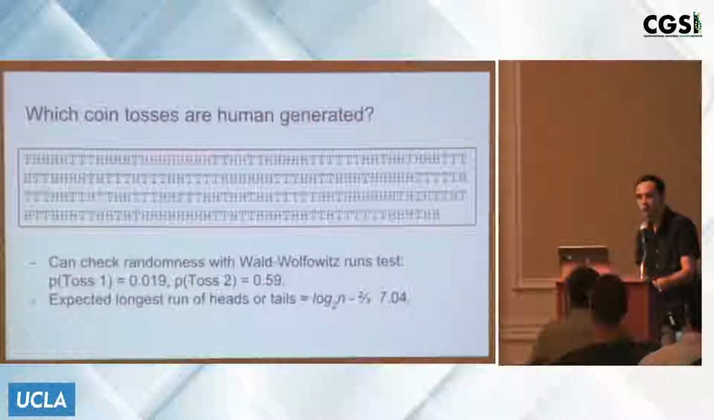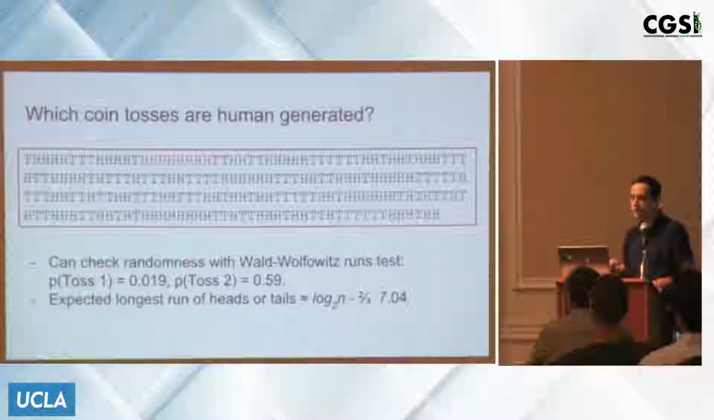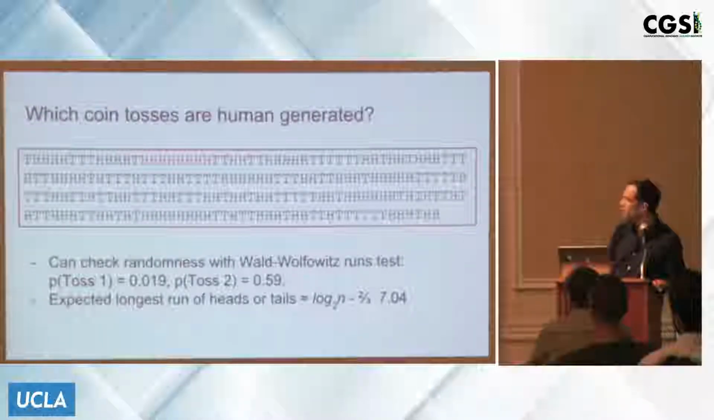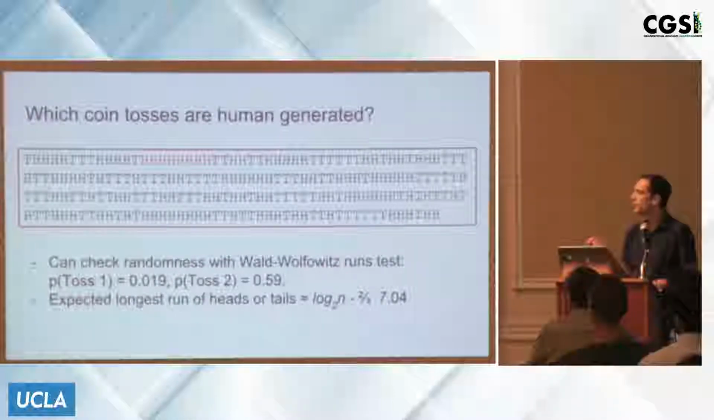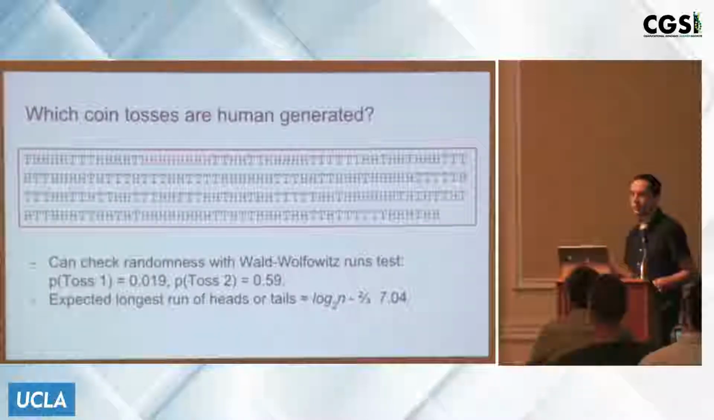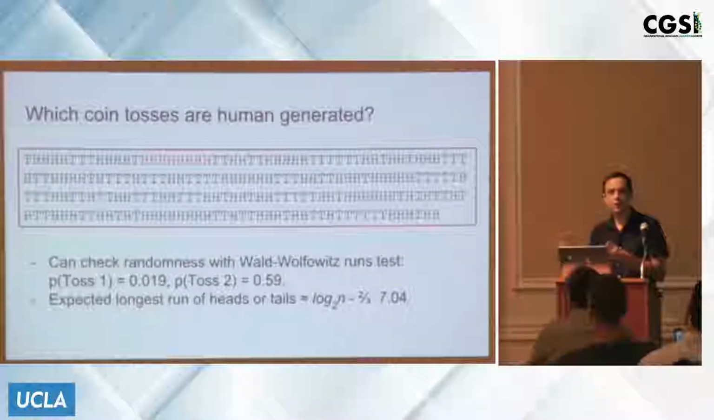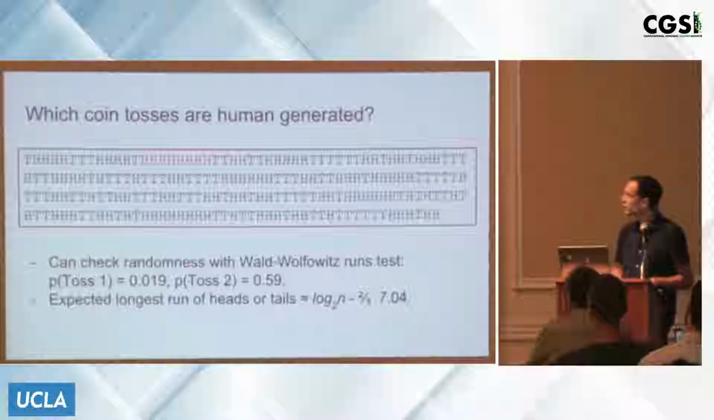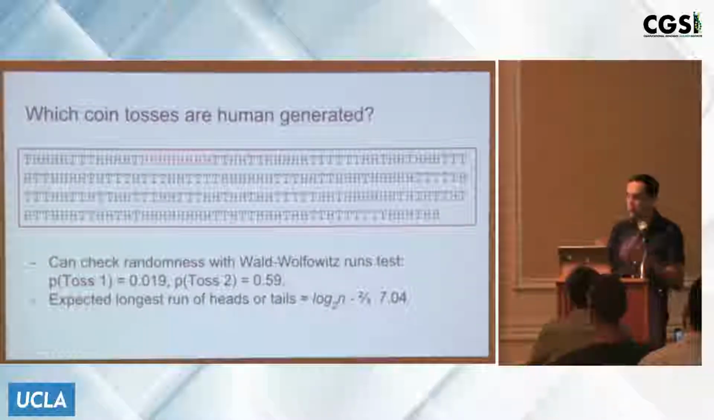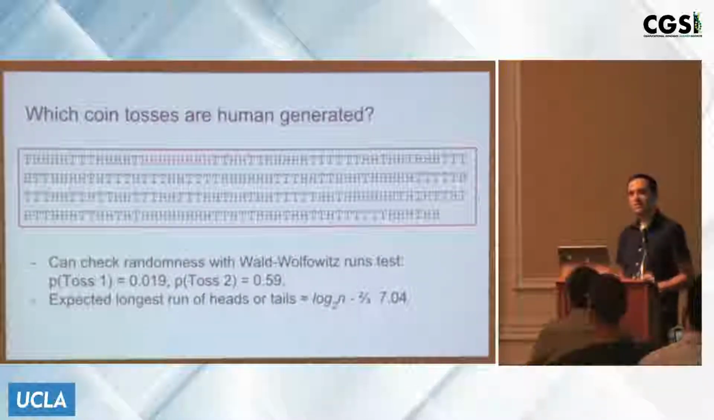You can check for the number of runs with the Wald-Wolfowitz test, and you can show that the probability that the first toss was human-generated is very low, and the second toss is human-generated is very high. You can compare this to the expected longest run of heads or tails, which scales with the log of the number of coins that are flipped. So, okay, good. I don't have to go into too much detail explaining this.